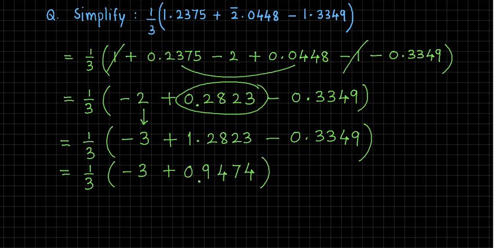We get 0.9474, and now we can easily open the bracket. You see 1 by 3 into minus 3 gives minus 1, plus dividing 0.9474 by 3 we get 0.3158, and now we can write this as bar 1.3158, because now we have correctly the mantissa as a positive number. So this is the final answer.